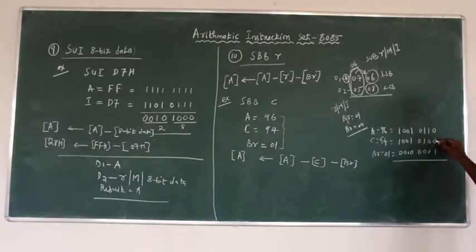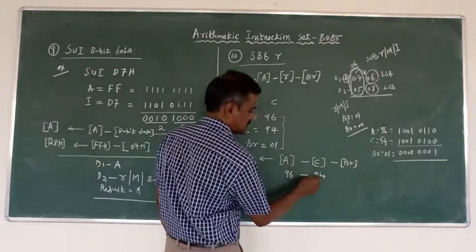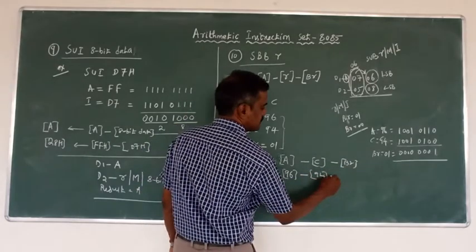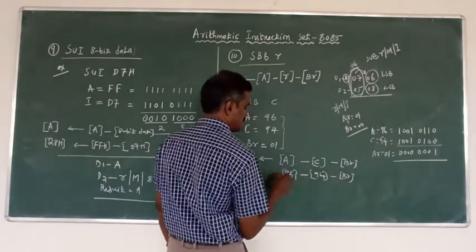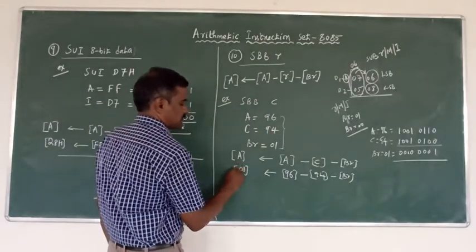Okay? We cannot subtract with this one, so we have to get borrow from here. First we have to subtract these two. That result we can subtract with this one. Okay? And this is for 96 and this is for 94. First we have to subtract these two data, and that result is subtracted with borrow. Okay? And finally we get the result 01.